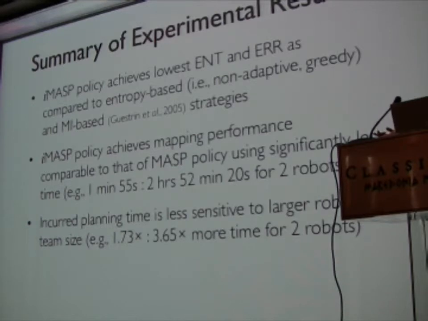It takes like 2 minutes as compared to 3 hours for the case of 2 robots. Thirdly, the incurred planning time is less sensitive to a larger robot team size, where it increases by 1.73 times from 1 to 2 robots as compared to 3.65 times.